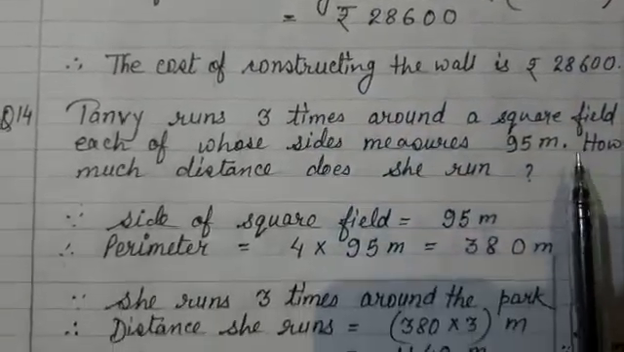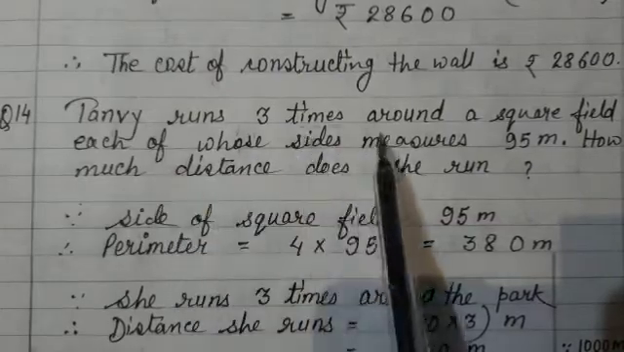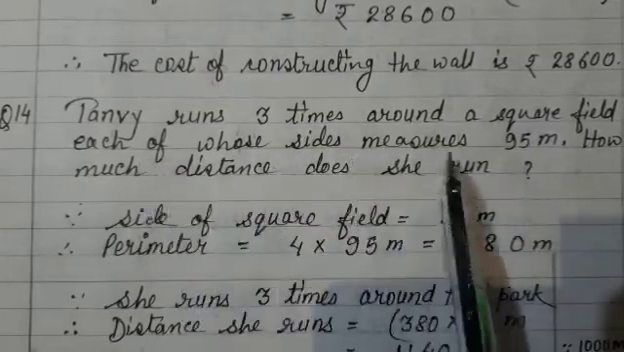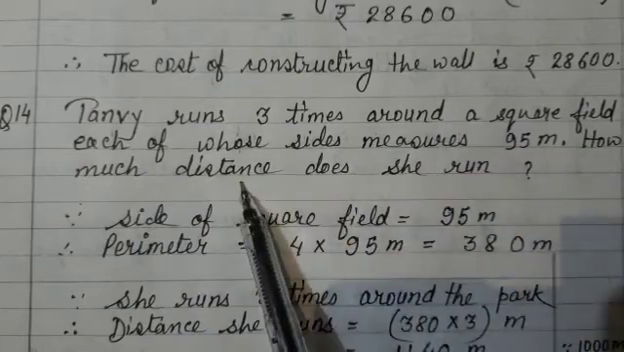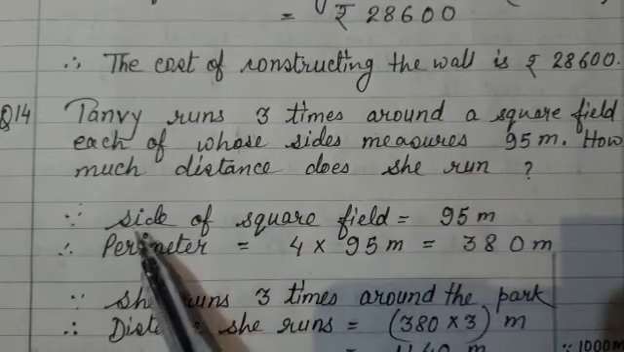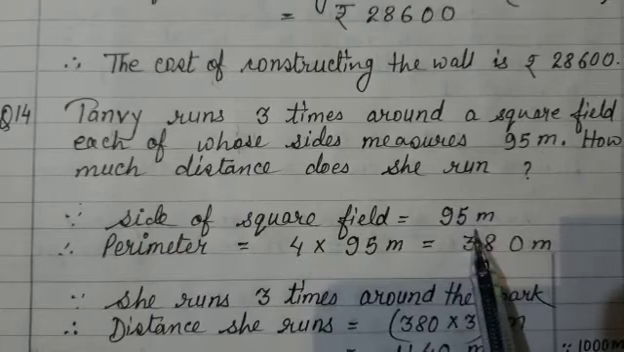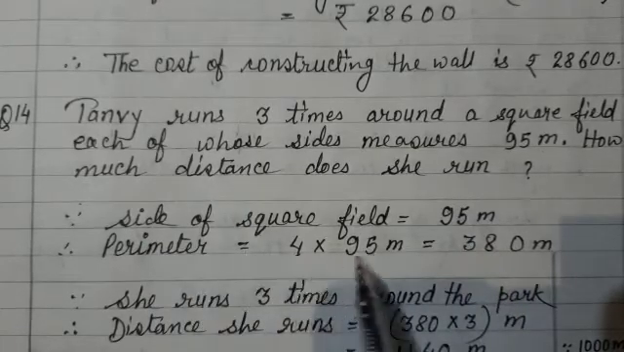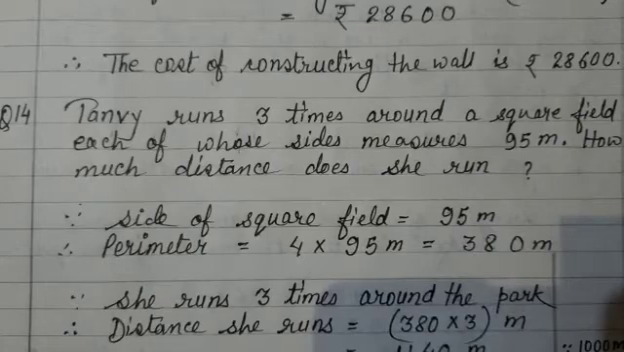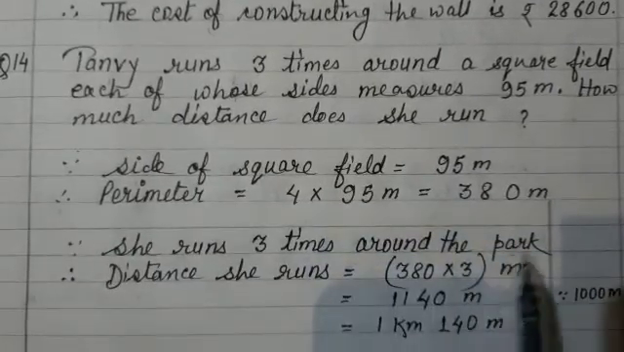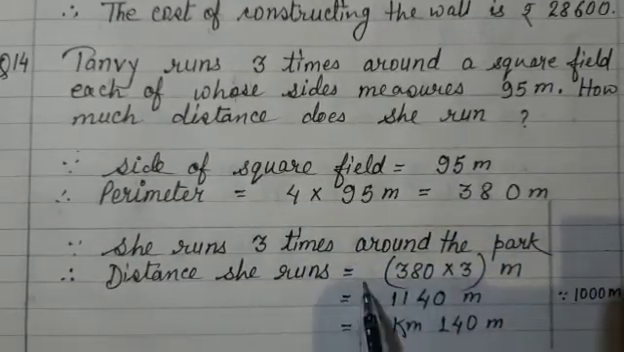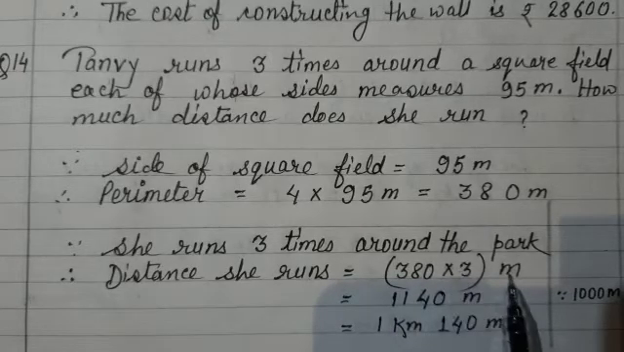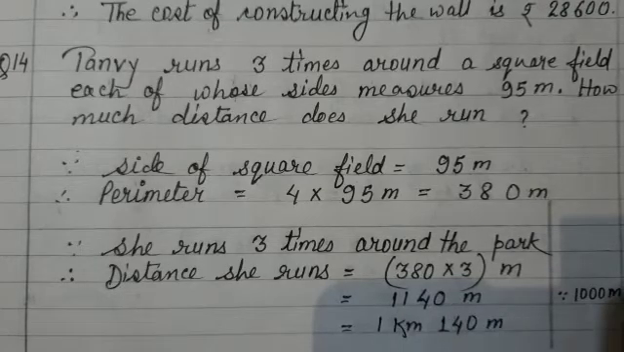Now see question number 14. Tanvi runs 3 times around a square field, each of whose side measures 95 meter. How much distance does she run? Side of the square field is 95 meter. Therefore, perimeter is equal to 4 into 95 meter means 380 meter. As she runs 3 times around the park, therefore distance she runs is equal to 380 into 3 meter. It is 1140 meter. And we know that 1000 meter is equal to 1 kilometer. Therefore, we can convert it as 1 kilometer 140 meter.